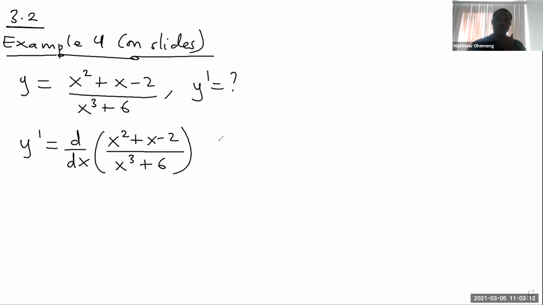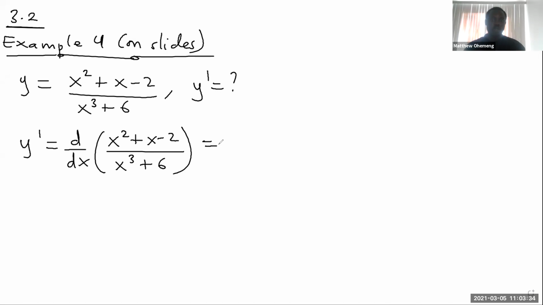Then we run through the rules. Let's look at this expression and think about it. Is this a derivative of a constant? No. Is it a derivative of a sum? No. But I see that this is a quotient. This is a function over another function. So immediately it clicks: I'm going to use the quotient rule.